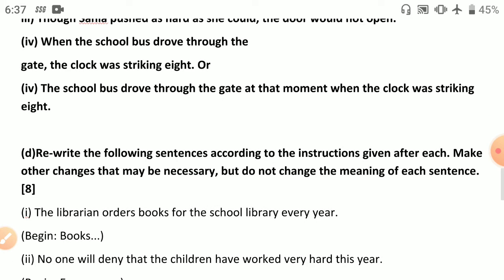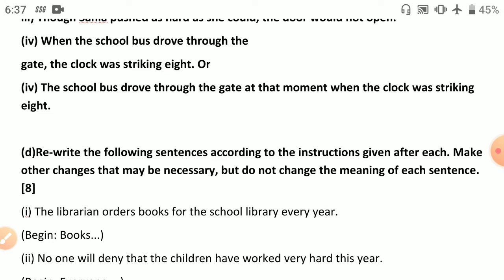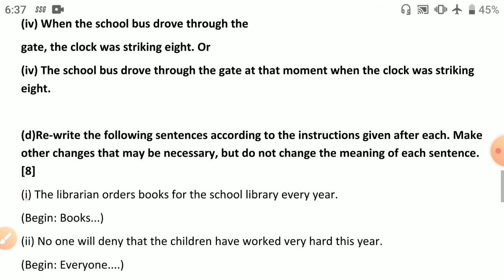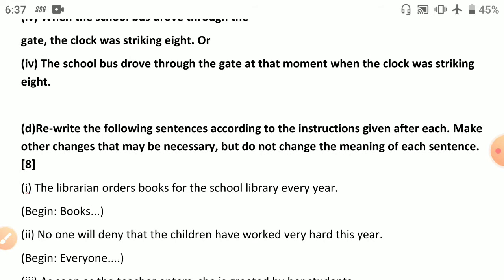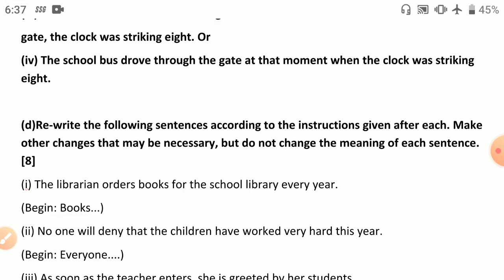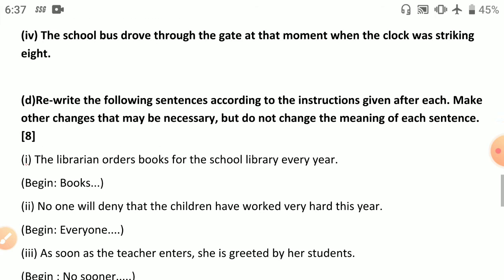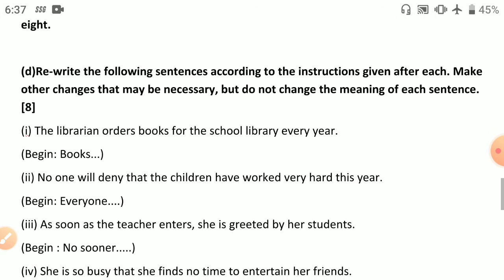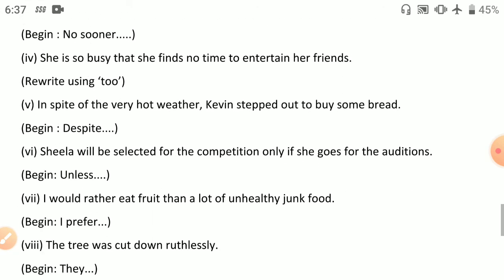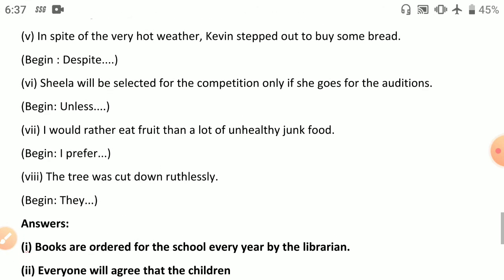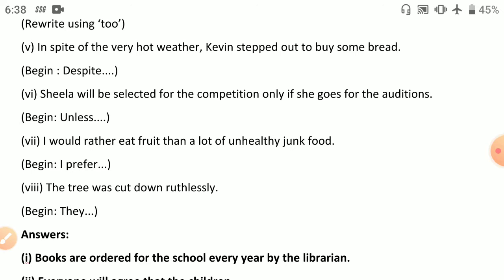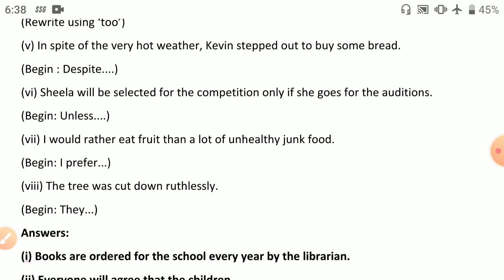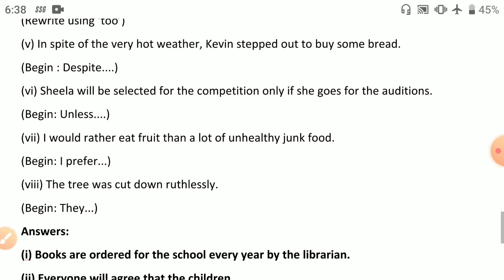Rewrite the following sentence. These are exercises on transformation of sentences, and you have to keep the sense of the original sentence the same. The librarian orders books for the school library every year. You have to start with books. So definitely it's a typical example of active passive voice. So you can come to the answer over here: books are ordered for the school library every year by the librarian. So "by the librarian" will come at the last.